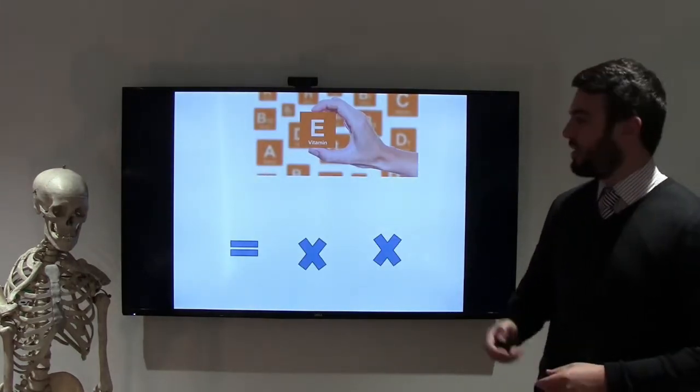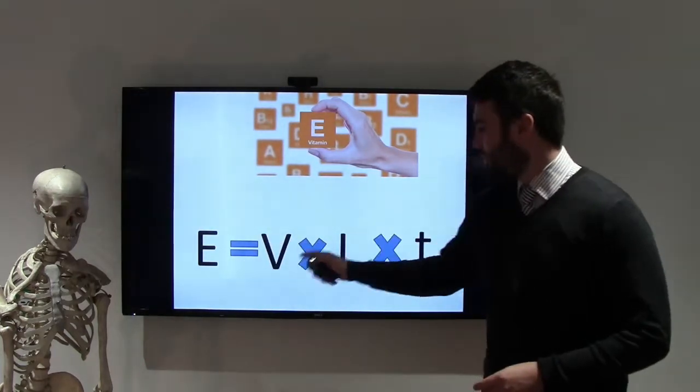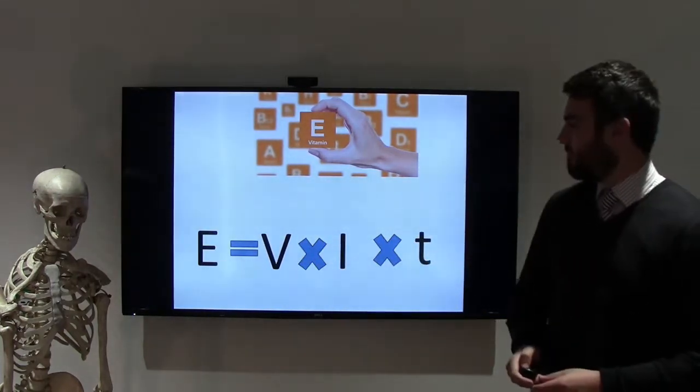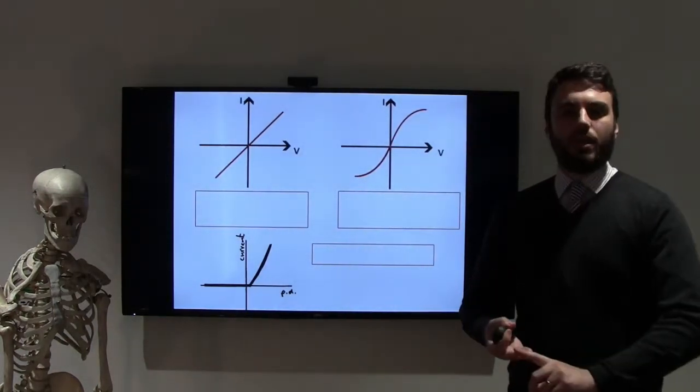Last one, my favourite one, vitamin E: E equals V times I times T. Energy equals potential difference times current times time. Now we've got our equations, our definitions and our circuit symbols.